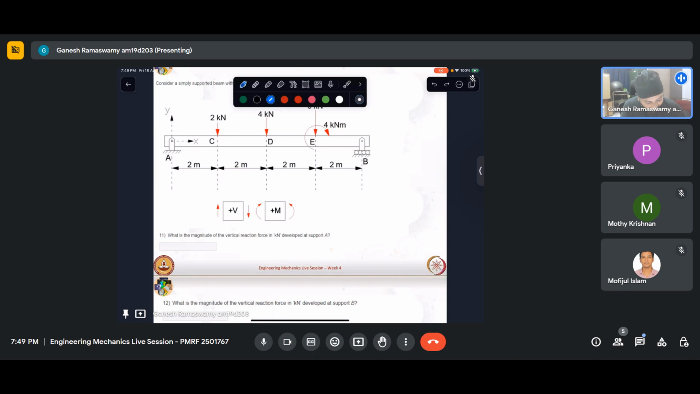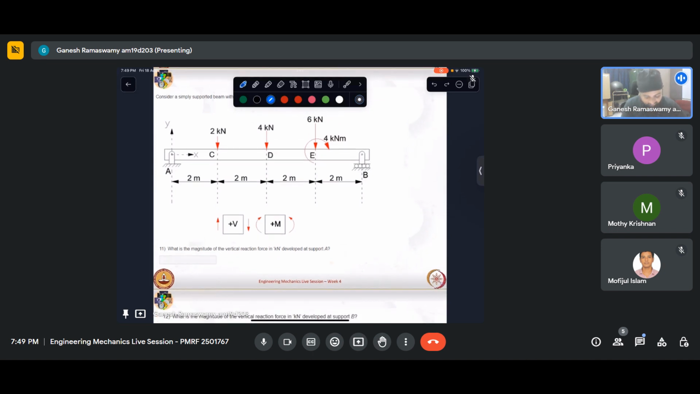So essentially it will be minus Ay into 8 plus 2 into 6 plus 12 plus 4 fours are 16 plus 12 minus 4 equaling 0. So Ay I can calculate from here. So this comes to 4.5 kilonewton.